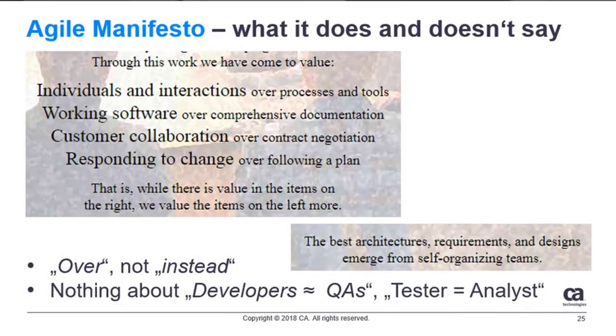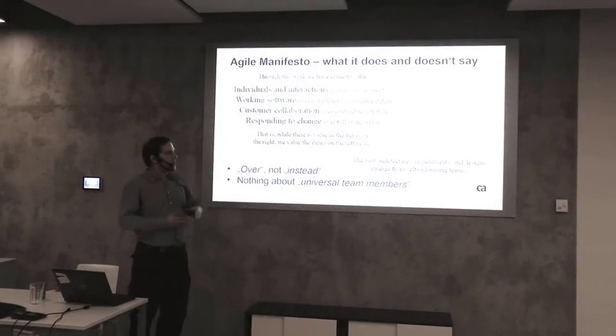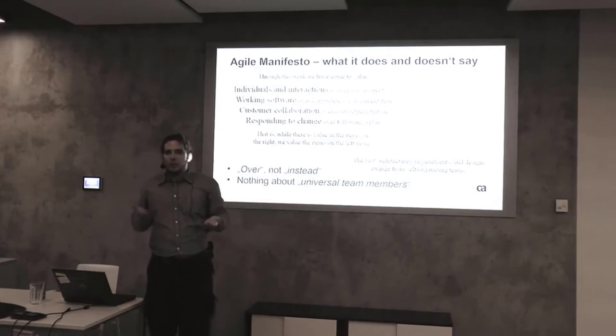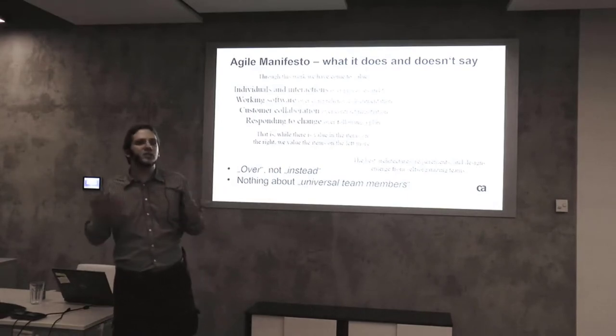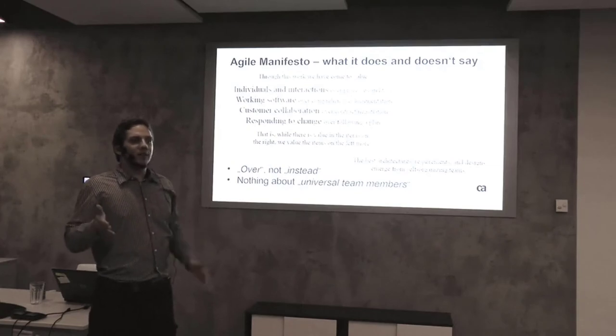It says individuals and interactions over processes and tools, but it does not say instead. It says over. They have come to value it over, but not instead. That means that processes still have their intrinsic value. And it's obvious if you think about what process is. A process is any way you do to achieve something.